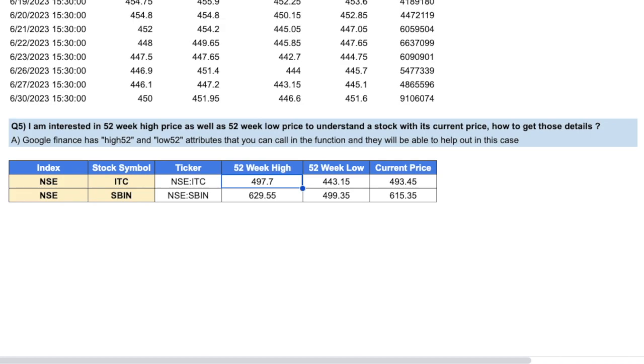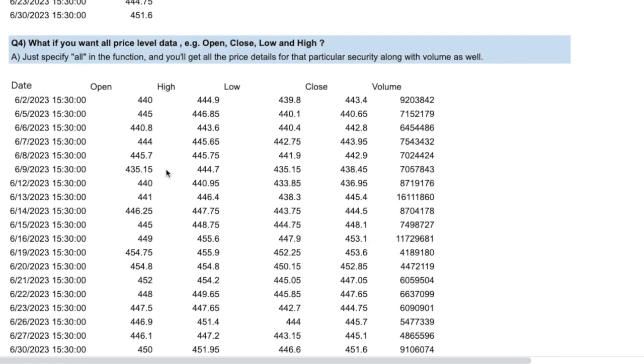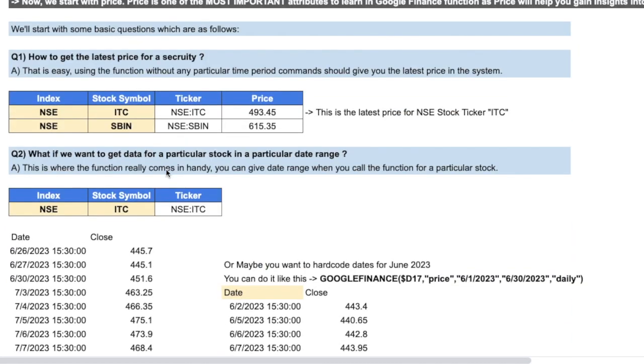Right now you can use the price attribute and different inputs in the Google Finance function to understand how price is behaving, and which stock symbol you want to look into. And I think these five questions are a really good start for exploring the price functionality in this particular function. I'll cover more questions in the upcoming videos.